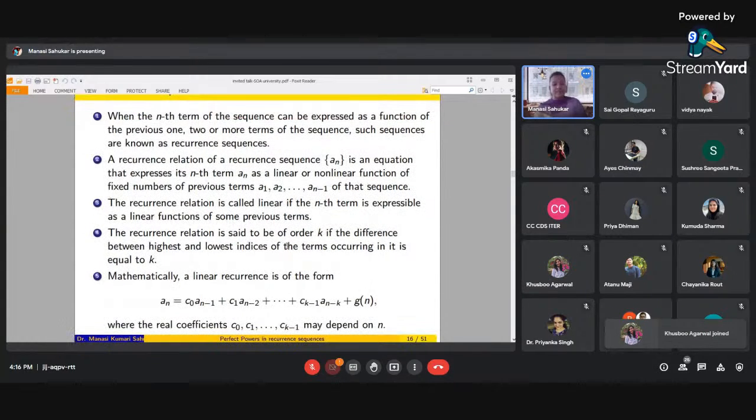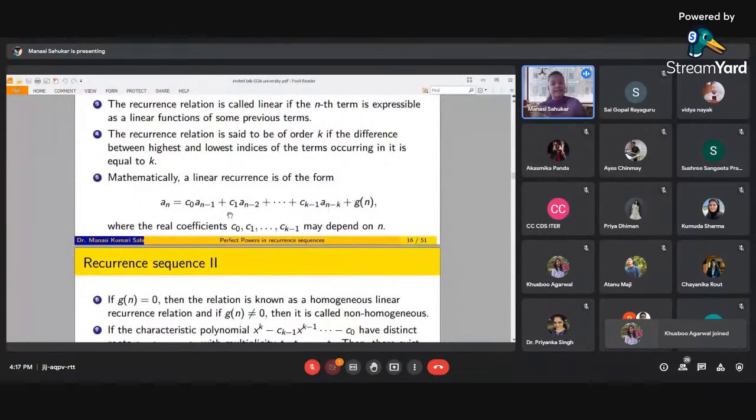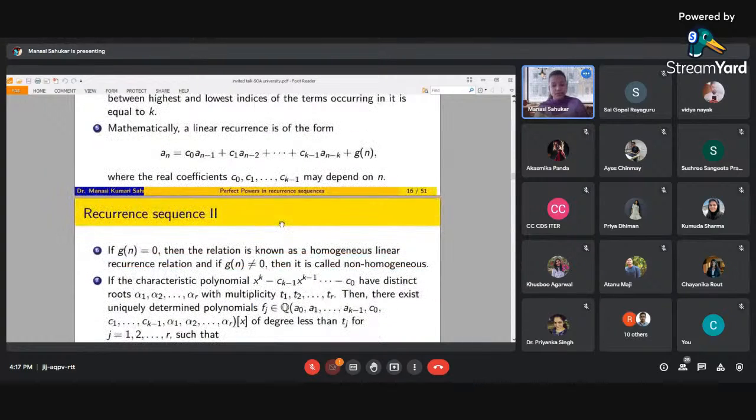So this is the general form of a recurrence sequence. Something like this: an is equal to some constant times an minus 1 plus some constant times an minus 2, and so on up to g to the power n. So you can find the value of an by using the previous k terms, or exactly k terms.